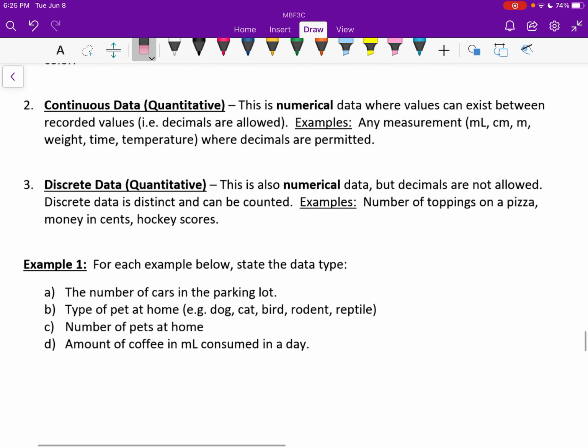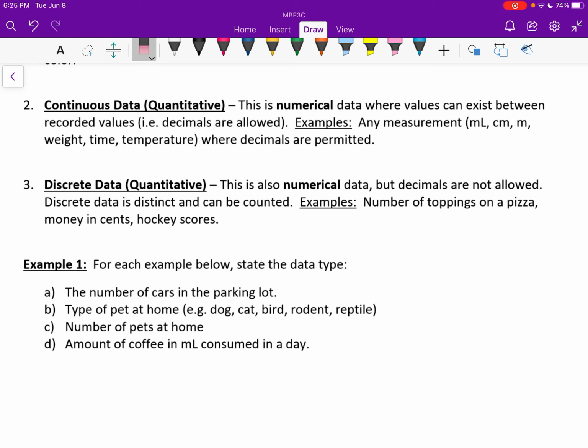And then we have our last one, which is discrete data, which is also numbers, but these numbers, decimals are not allowed, right? So like people. You can't have half a person. The number of hockey scores, right? Like you can't have 2.5 goals. You can't have 2.5 pizza toppings. Money in cents, right? Like you can only have 50 cents or 51 cents or 52 cents. You can't have 52.6666 cents, right? Like that doesn't make any sense. So that is quantitative data or discrete data.